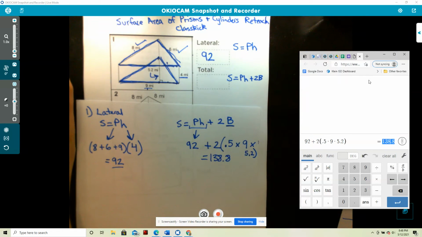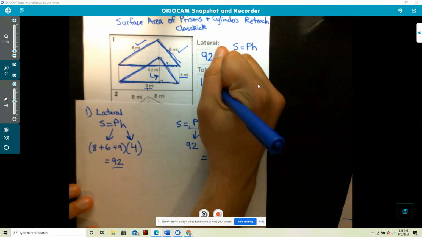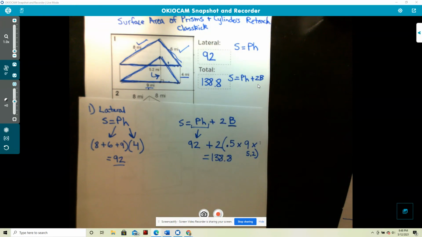So remember in ClassKick, you don't have to do units or anything, no units, no commas in case you get numbers in the thousands, but you definitely do decimal points. On here, they want you to round it to the nearest tenth. So this is already in the nearest tenth. It's just one unit. So it's 138.8. So you would type in 138.8, just like that.